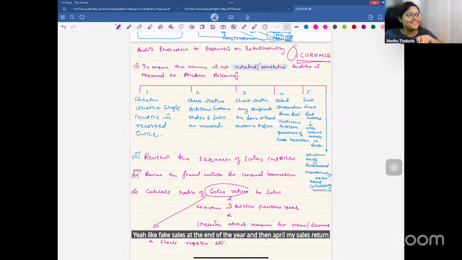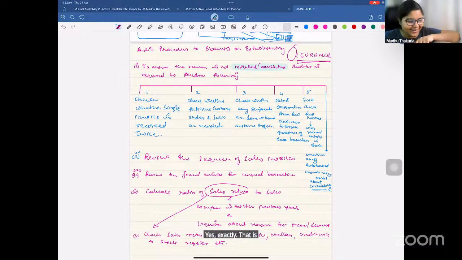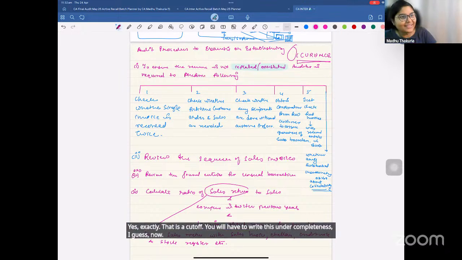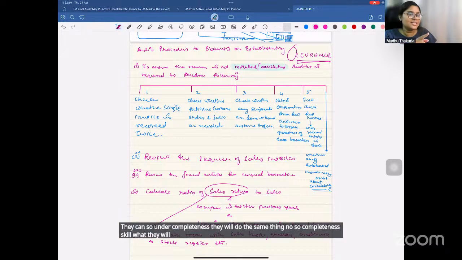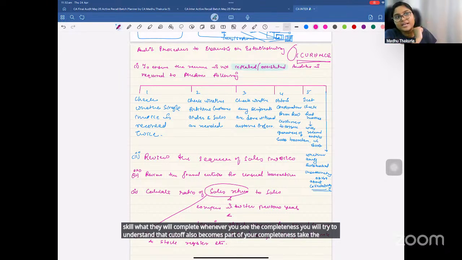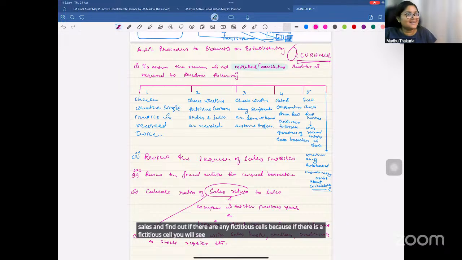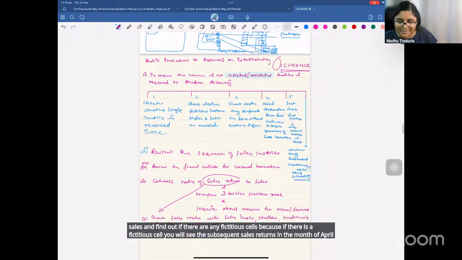Yes, exactly. That is your cutoff. You will have to write this under completeness. Whenever you see completeness, you will try to understand that cutoff also becomes part of your completeness. Take the year-end sales and find out if there are any fictitious sales, because if there is a fictitious sale, you will see the subsequent sales returns booked in the company in the month of April.